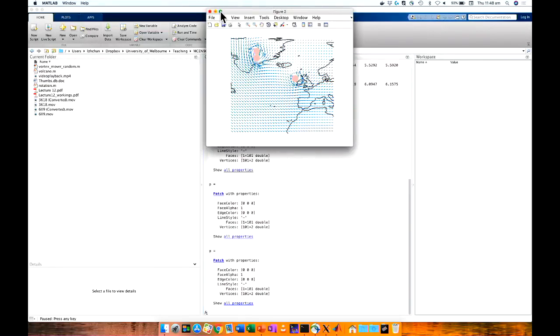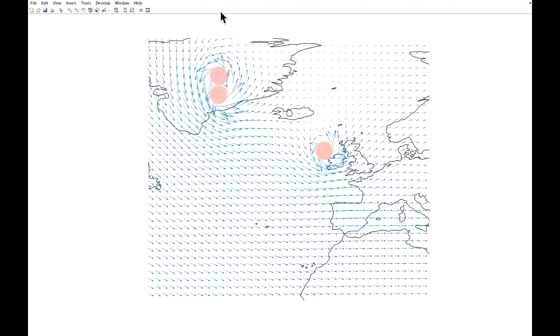Okay. Right, so this is a map. I think this is Ireland here, and this is the UK. Right, you have Iceland here, and this is the country that the President of the United States wants to buy. Greenland.